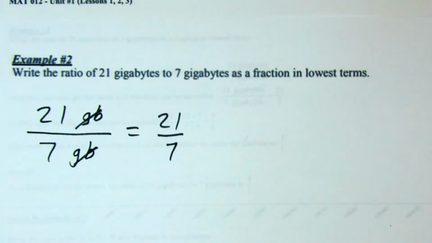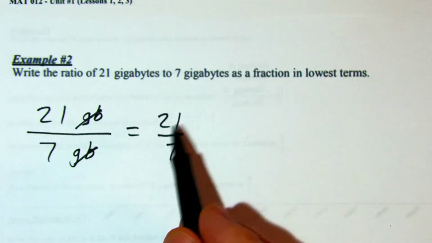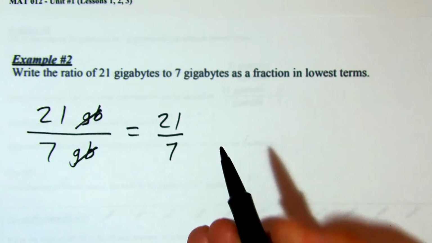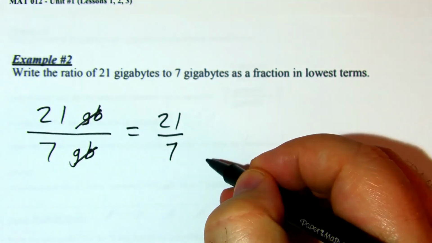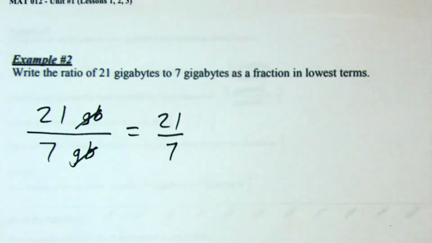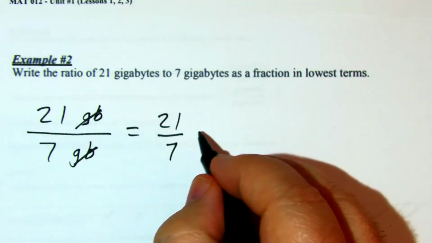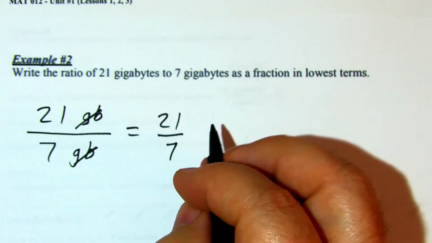If you notice it in advance, yeah, you could start right with this, but don't do that automatically because sometimes it'll be like miles and hours. There'll be two different units. You'll have to keep the units. And then we can reduce this, as we said before.